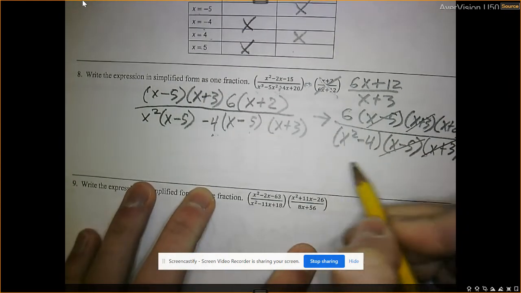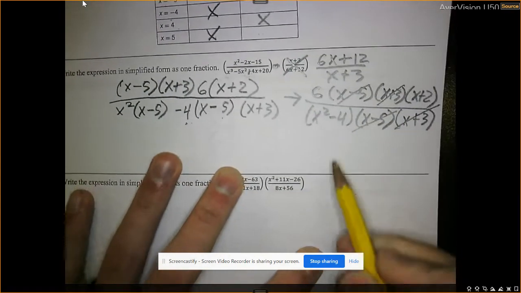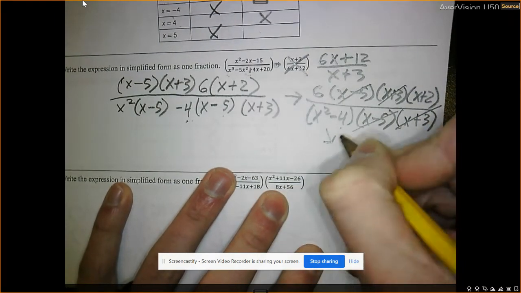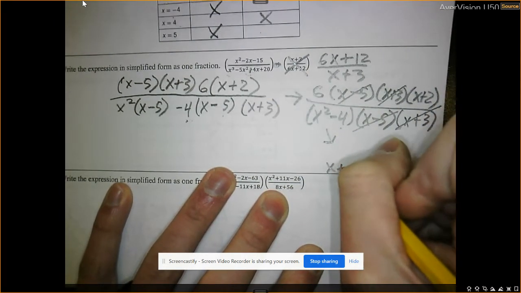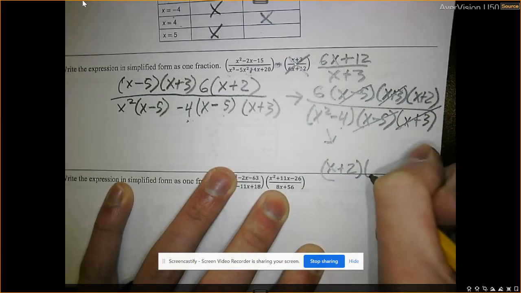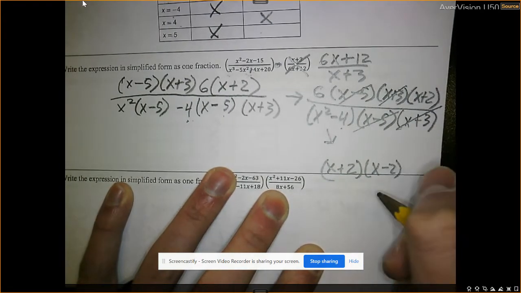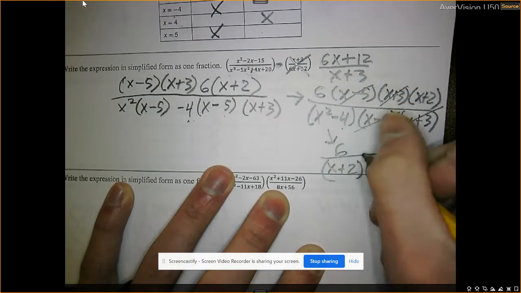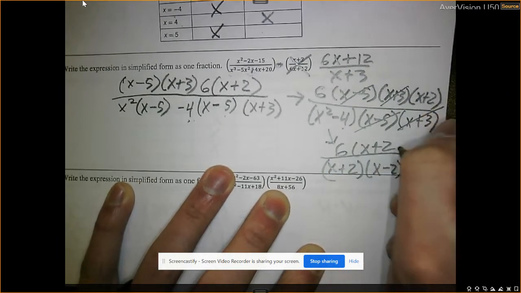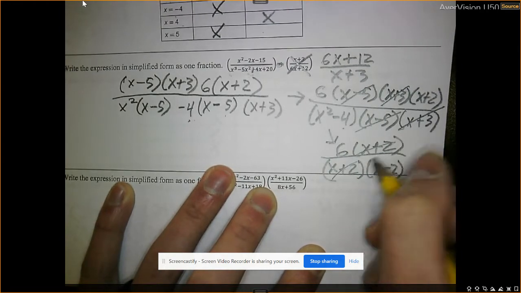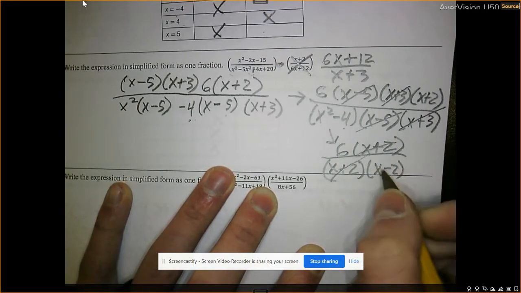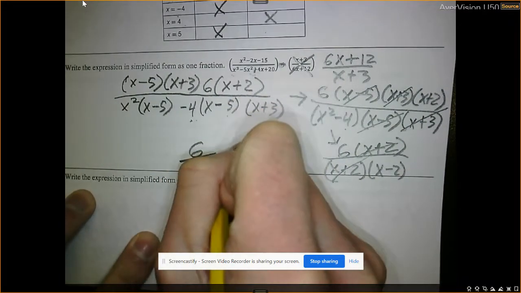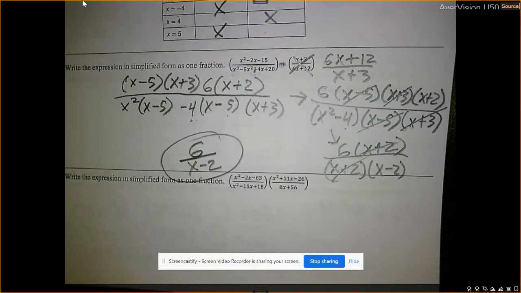But notice this x squared minus 4 is a difference of squares. Okay, square root of 4 is 2, so that means that turns into an x plus 2, x minus 2. Okay, and what was left on the top is just the 6 and the x plus 2. Okay, but again, we see this here now matching up. X plus 2's match up, so we're really left with just the 6 on the top and the x minus 2 on the bottom. That is your final answer.